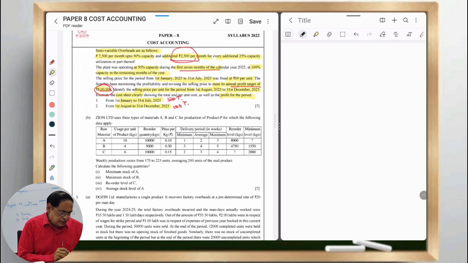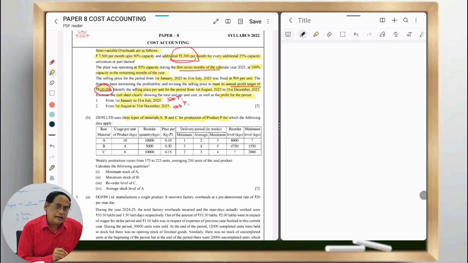2B, Xeon Limited uses 3 types of materials, A, B, C, for the product P. That means if we want to manufacture product P, we need 3 types of materials, A material, B material, C material we require. So what is the quantity we require?